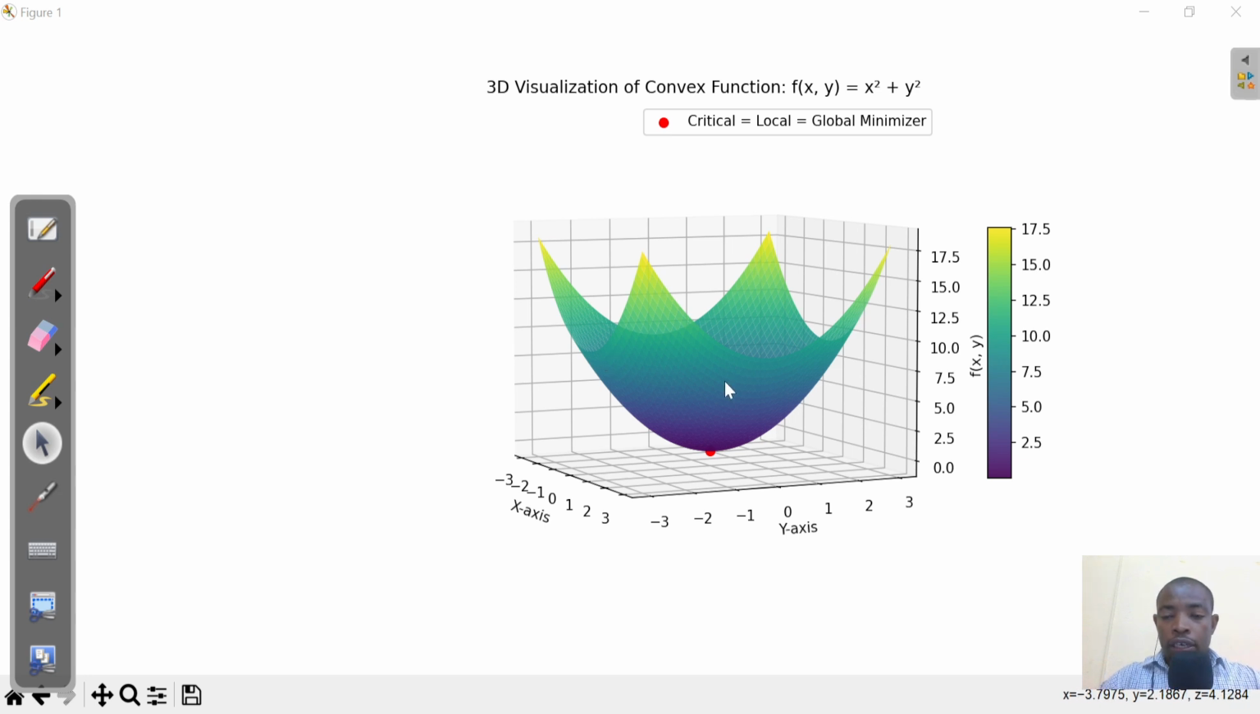Now what I've also ended up doing is we have these red dots, and if I zoom in a little bit, let me try zooming in over here.